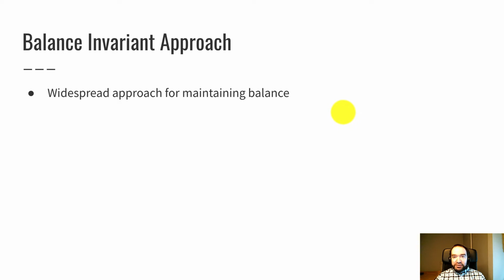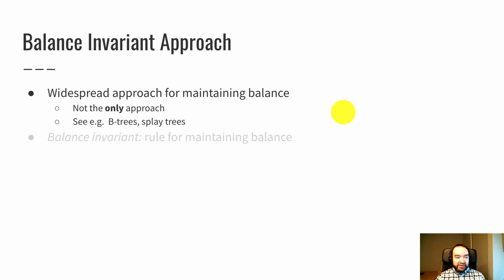One widespread approach for achieving this is the balance invariant approach. It's not the only way. There's some other self-balanced binary search trees that achieve balance in a different way. For example, B trees and splay trees, they use different principles. But the approach that we're going to look at in our videos here is the most widespread approach, which is to introduce a balance invariant.